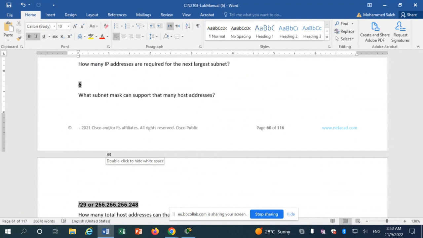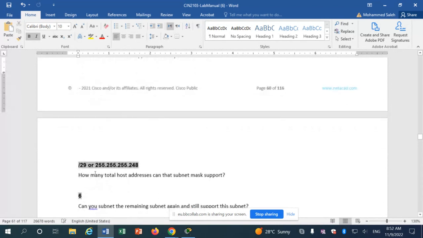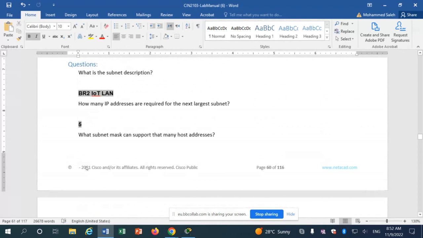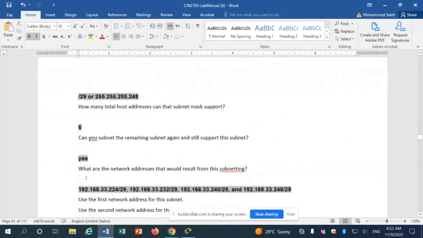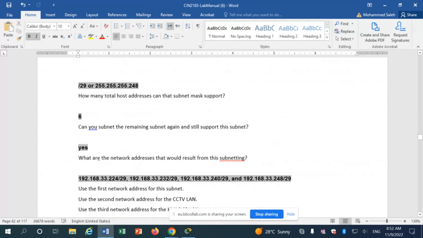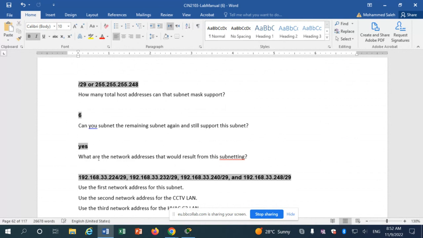So I will take this only. Okay? 3 bits. So how many bits for the host? 3. How many bits for the network? 5. I will answer your question, but let me continue this point before we lose the momentum. So we are keeping 3 bits for the hosts. How many hosts can be supported? 2 to the power of 3 minus 2, which is 6. Very good. Can you subnet? Yes, we can. What are the network addresses that would result from this subnetting?